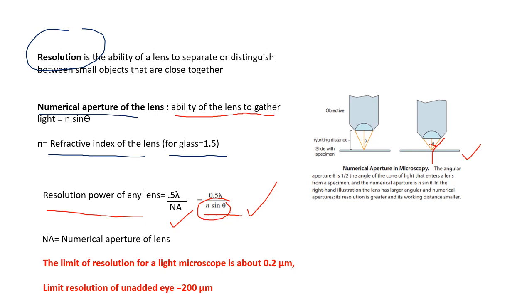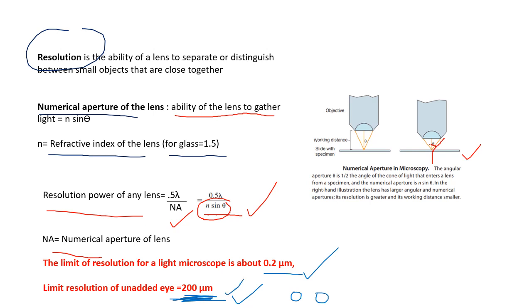So numerical aperture of any lens is represented by NA, that is n sin theta, and these two values are very important for objective questions, many times asked in CSIR-NET exams, ICMR exams, and many objective questions in different competitions. What is the limit of resolution for a light microscope? That is 0.2 micrometer, and the limit of resolution of the unaided eye is 200 micrometer. Our unaided eye, that is a healthy eye without any glass, can differentiate two points that are separated by a maximum of 200 micrometer. Fix this value in your brain.